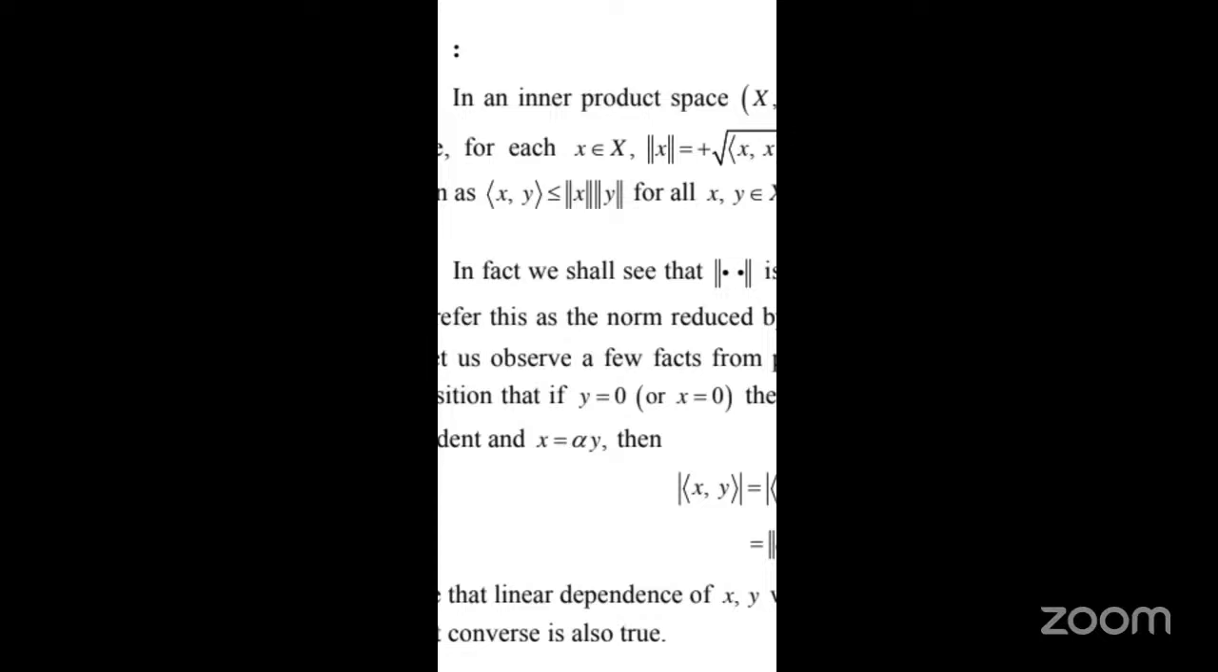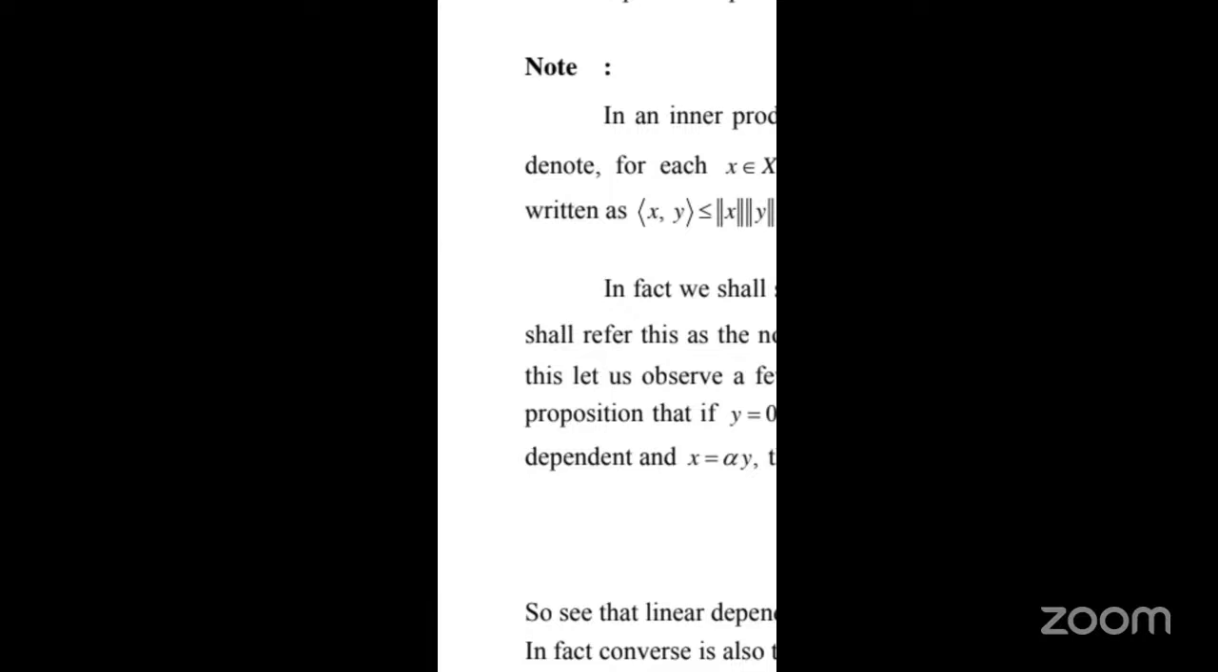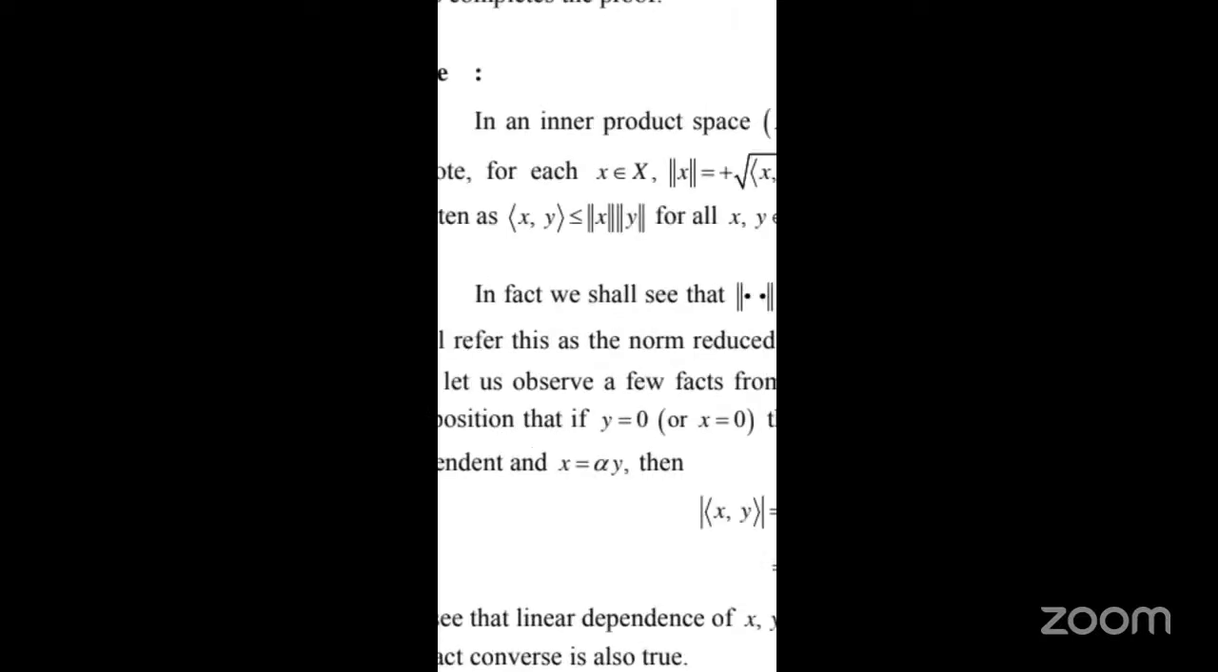What is the definition of a norm? The norm of x means the square root of the inner product of x and x. Then the Cauchy-Schwarz inequality can also be stated as: the modulus of the inner product of x and y is less than or equal to the norm of x times the norm of y, for all x and y belonging to the space X.